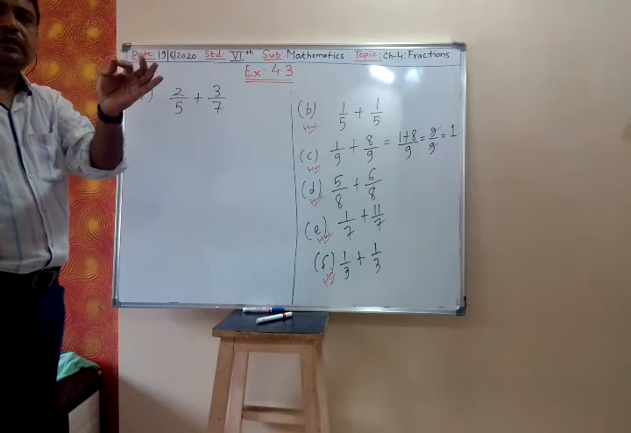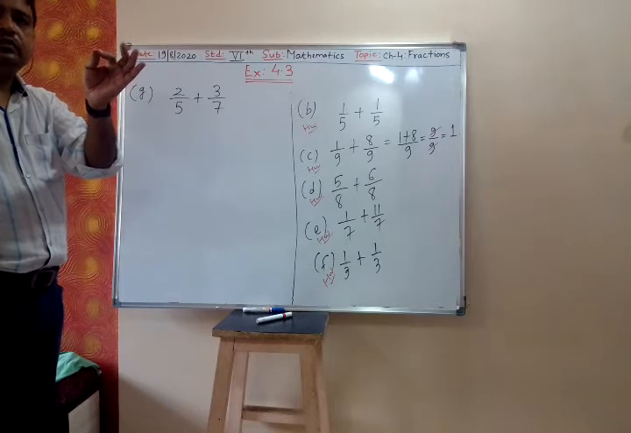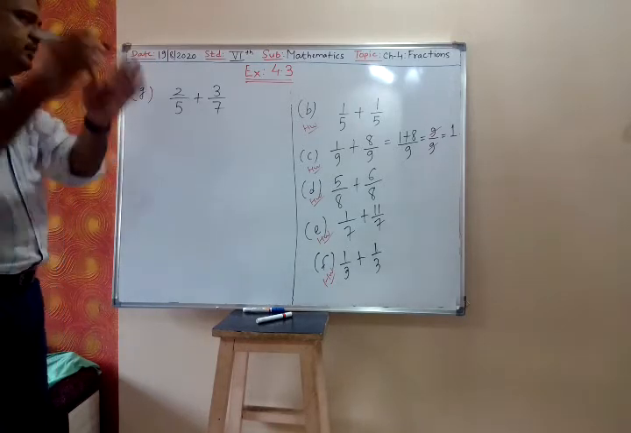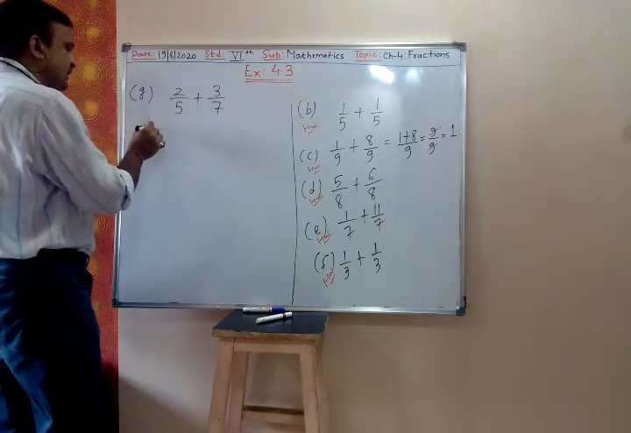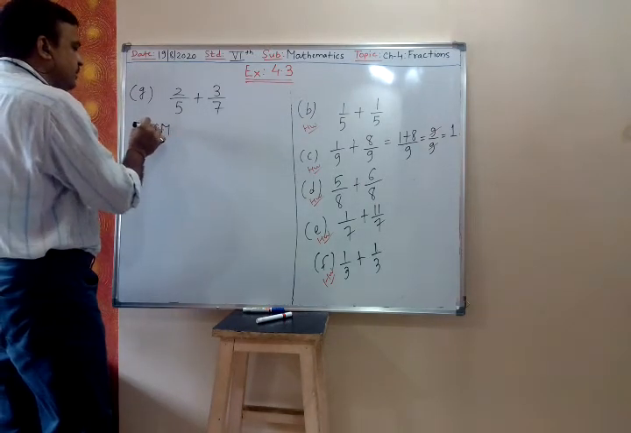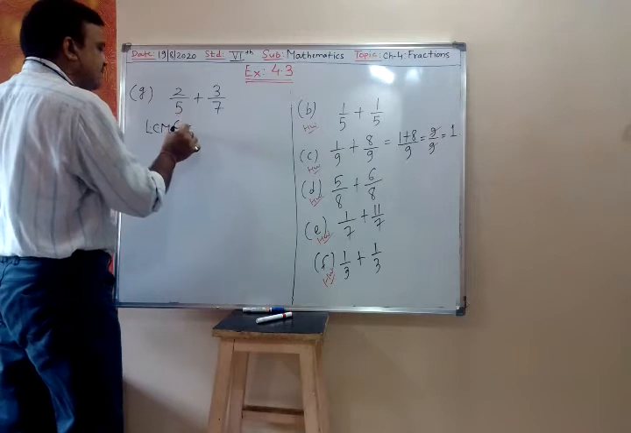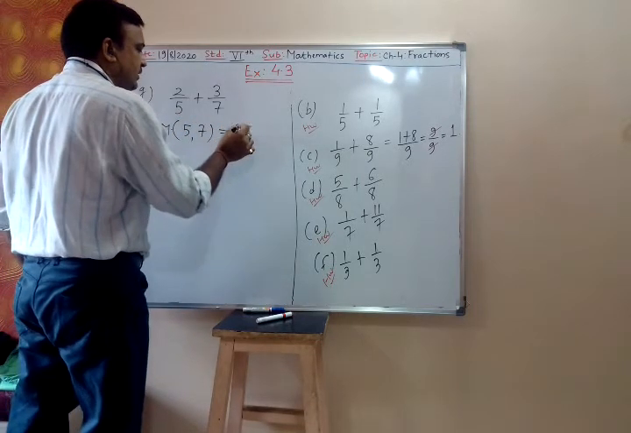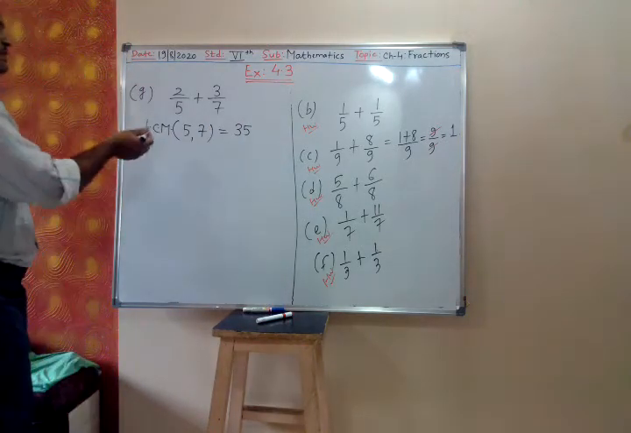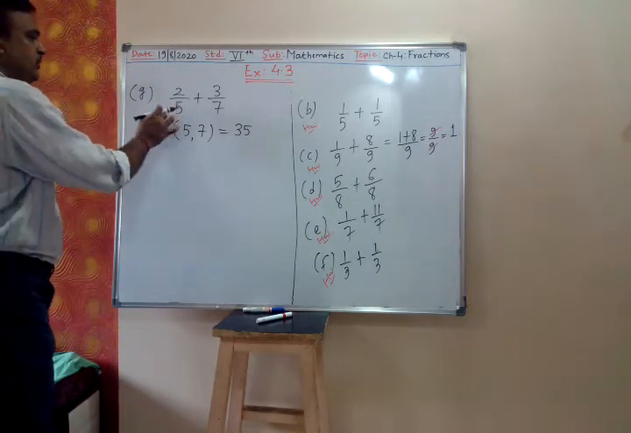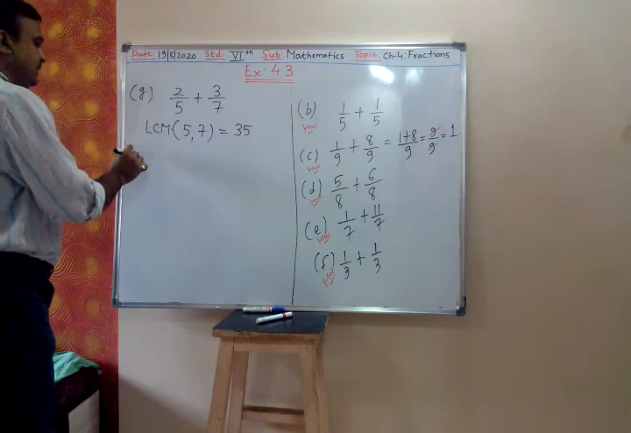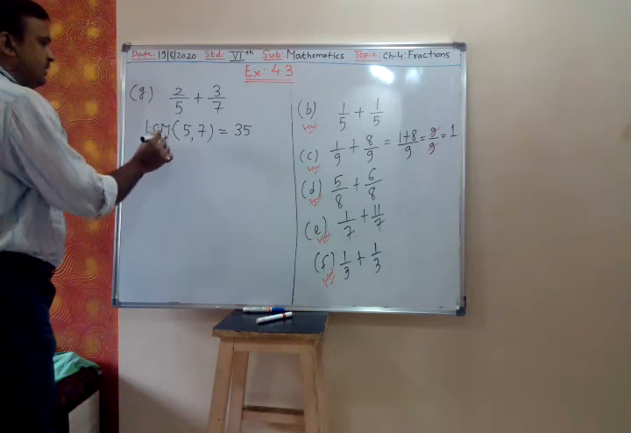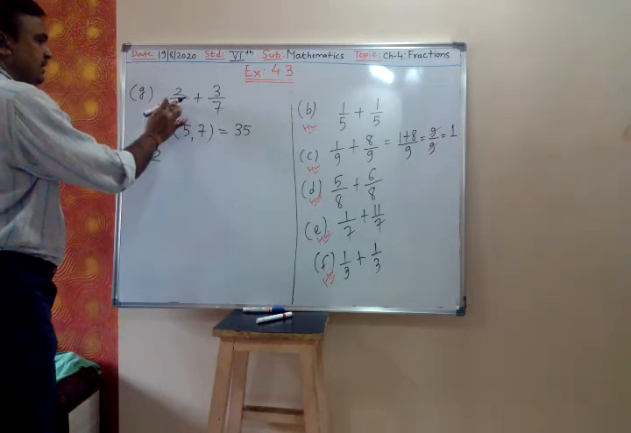So to convert them into like fractions, first I will take the LCM of the denominators. The LCM of 5 and 7 is 35. You can find the LCM of 5 and 7, that is 35. So now we want the denominator as 35, so this I can multiply by 7.